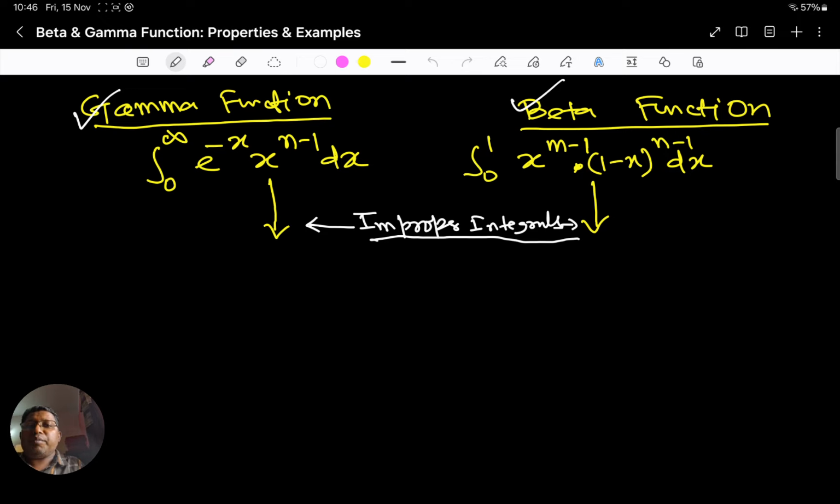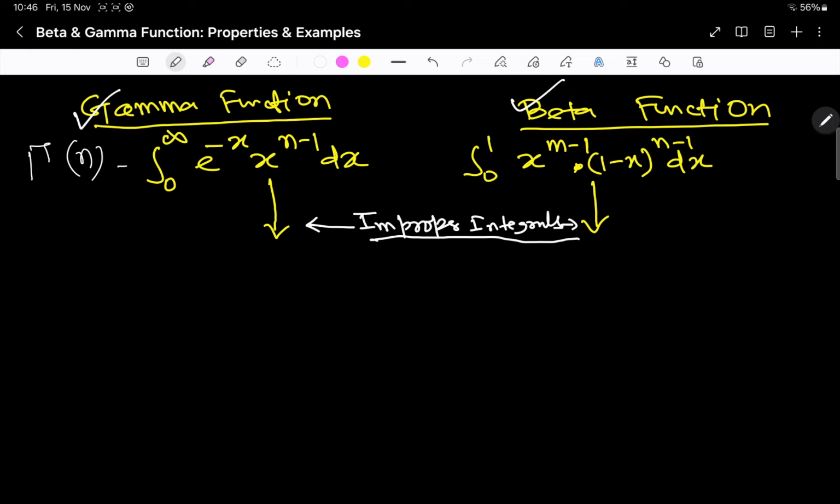If you think of the gamma function, it is given by gamma of n, the integral from 0 to infinity of e to the power minus x, x to the power n minus 1 dx, and this is your beta of m, n. Because of the presence of infinity here, it is an improper integral, and when m is smaller than 0, what will happen? This x will come to the denominator, so it is also an improper integral. That means the beta and gamma functions are improper integrals.